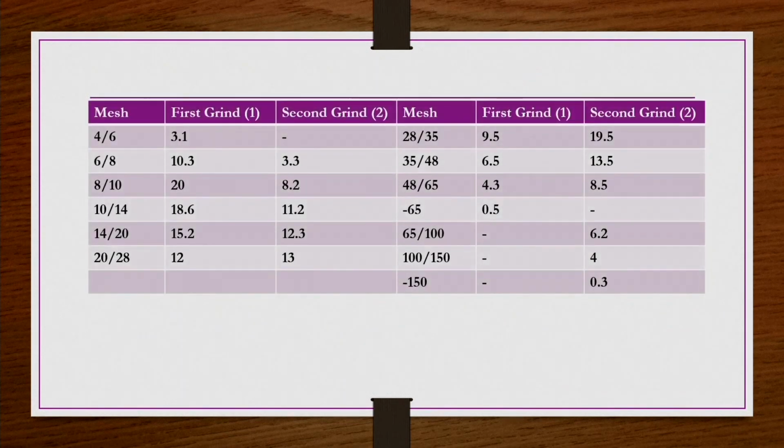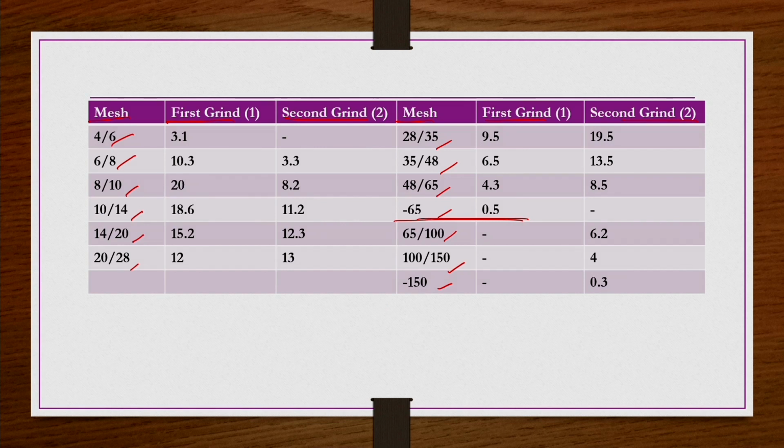In table 1, the mesh size, first grind and second grind are given: 4 by 6, 6 by 8, 8 by 10, 10 by 14, 14 by 20, 20 by 28, 28 by 35, 35 by 48, 48 by 65, minus 65, 65 by 100, 100 by 150, minus 150. In the first grinding, there is only up to 65 mesh, because there are not many fines. In the second grinding, there are more fines, so further screens are attached at the bottom.